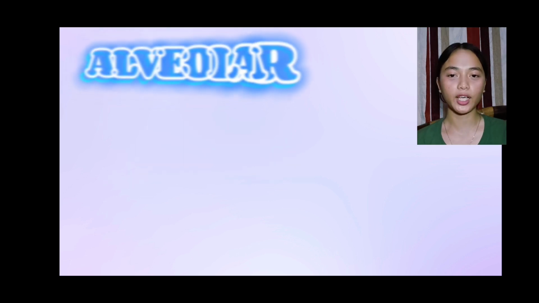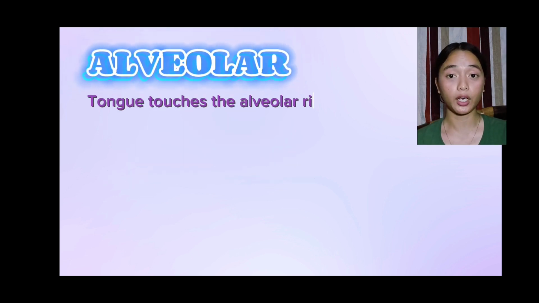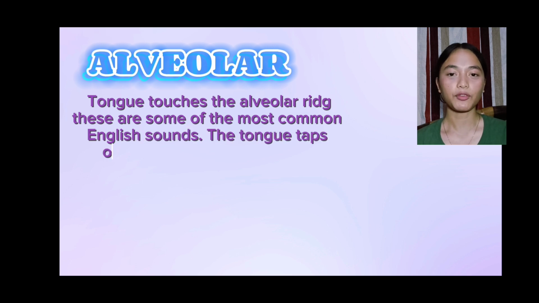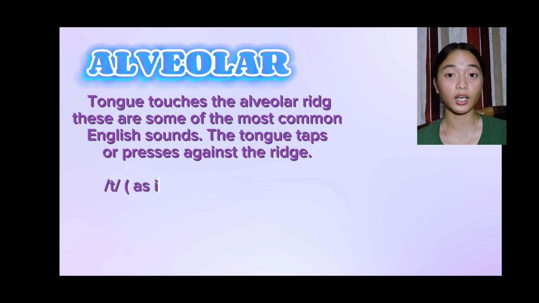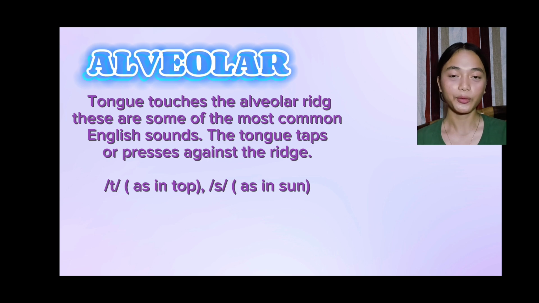Fourth one is alveolar. The tongue touches the alveolar ridge, just behind the upper teeth. These are some of the most common English sounds. The tongue taps or presses against the ridge. For example, t, s, as in the words top and sun.